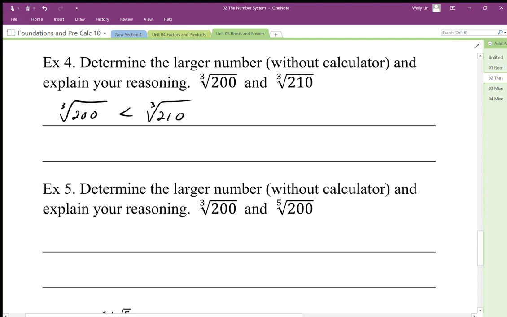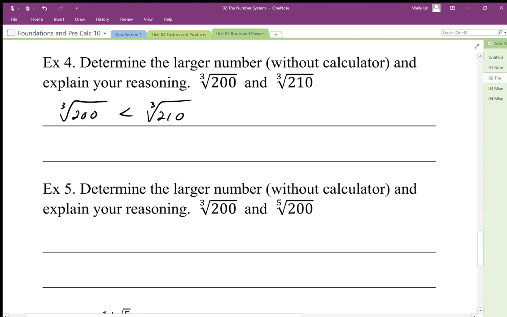But also, kind of visualize this. What are we really talking about? The cube root is finding the edge length of a volume of 200. So we have a cube that has a volume of 200, and we have a bigger cube with a volume of 210. Well, that means that when we compare the edge lengths, the cube root is the edge length. The edge length of this cube must be longer than the edge length of this cube. This is a bigger cube.